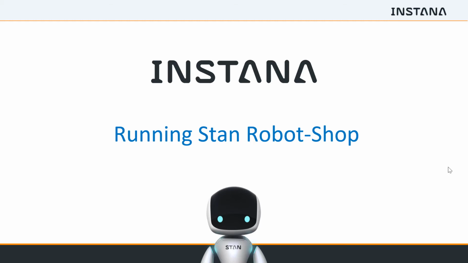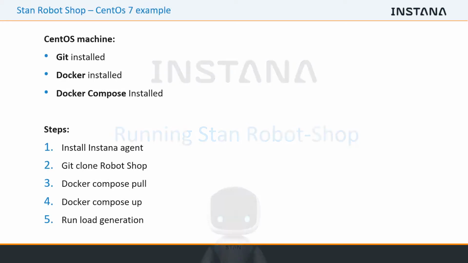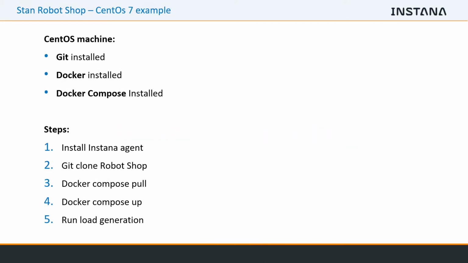In this video, we'll be running Instana's Robot Shop. What I have here is a CentOS 7 machine with Git installed, Docker installed, and Docker Compose installed. We'll install the Instana agent, Git clone the Robot Shop, run the Docker Compose pull command, the Docker Compose up command, and then run the load generation.